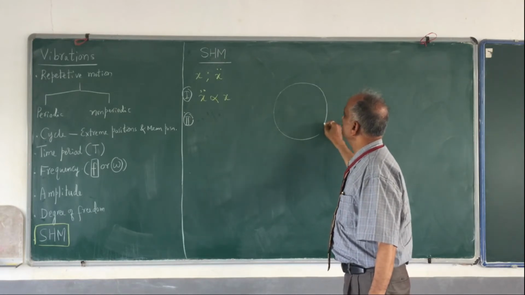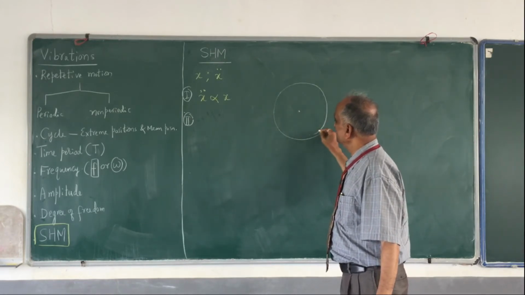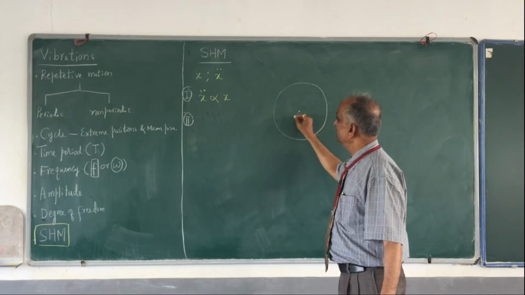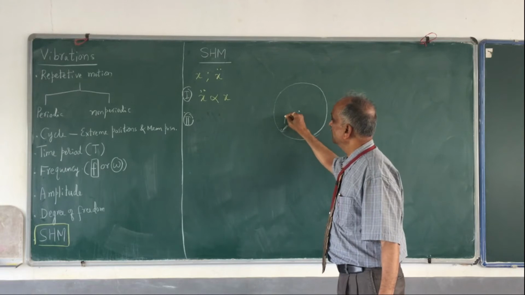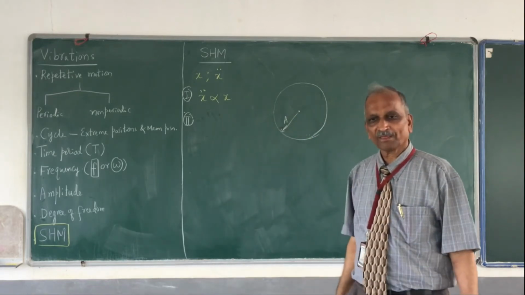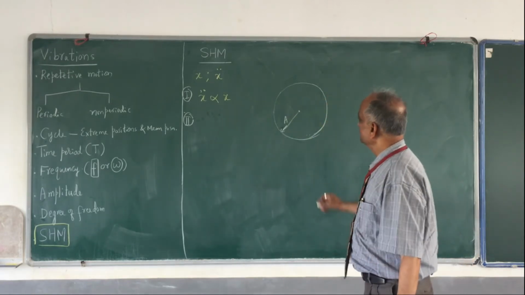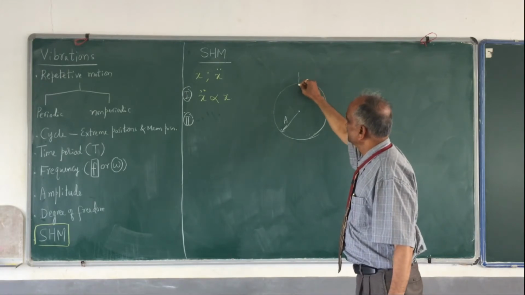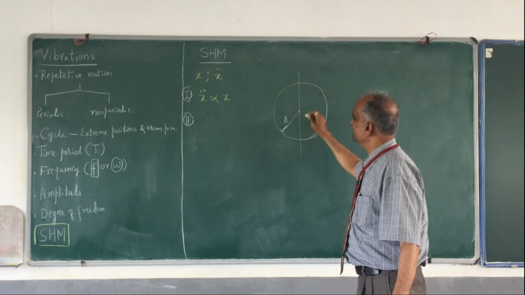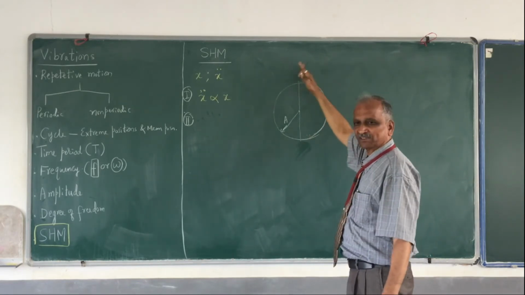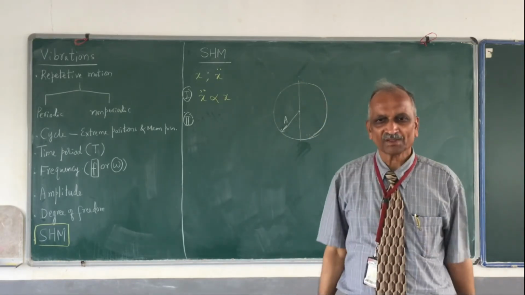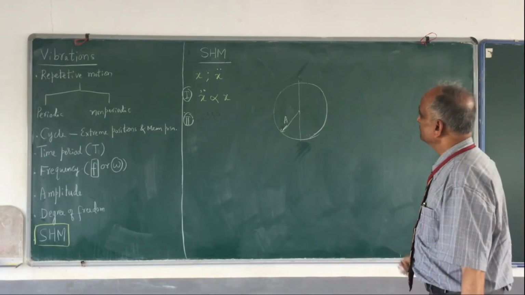You have a circle, and say this is the center, and this is the displacement, or this is the radius, and this length is A. So probably I can call this a vertical diameter. There are so many diameters such as this that I can draw.